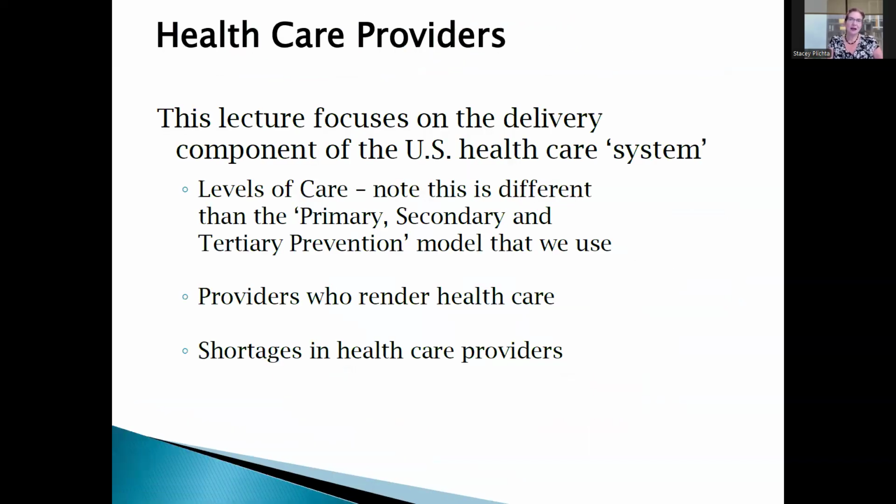So we're going to talk about levels of care. And I want you to note this is different than primary, secondary, and tertiary prevention. We also use those terms. There's a lot of overlap in what kind of care matches what kind of prevention, but they're not exactly the same. We're going to talk about the kinds of providers who render care, and we're going to talk a little bit about shortages in healthcare providers.